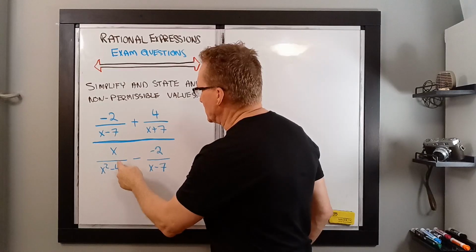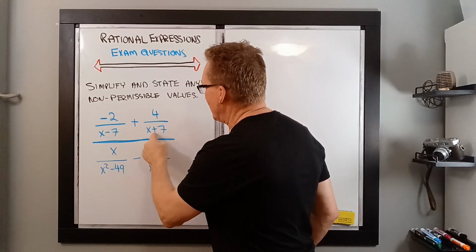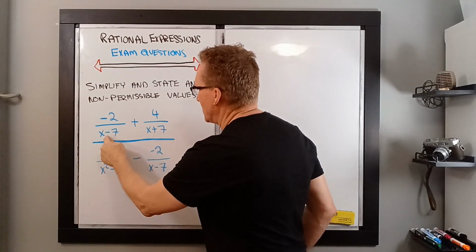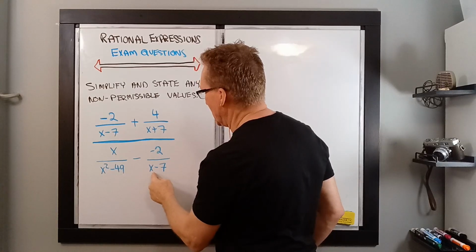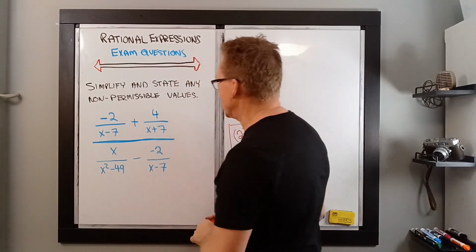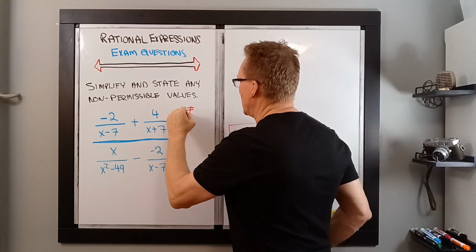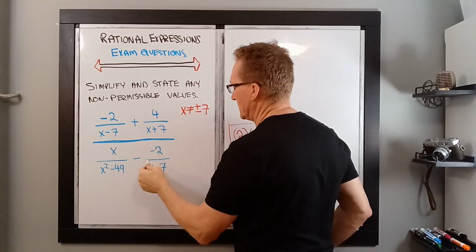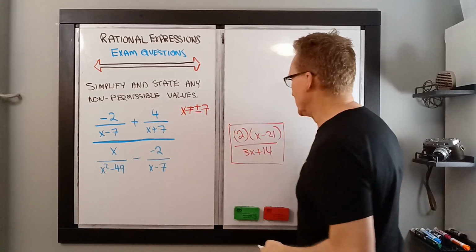Notice our original equation here, you can't have x equals minus 7 here. You can't have x equals plus 7 here. You can't have x equals 7 here and here. You can't have x equals plus or minus 7. So x does not equal plus or minus 7 in all the original question here.